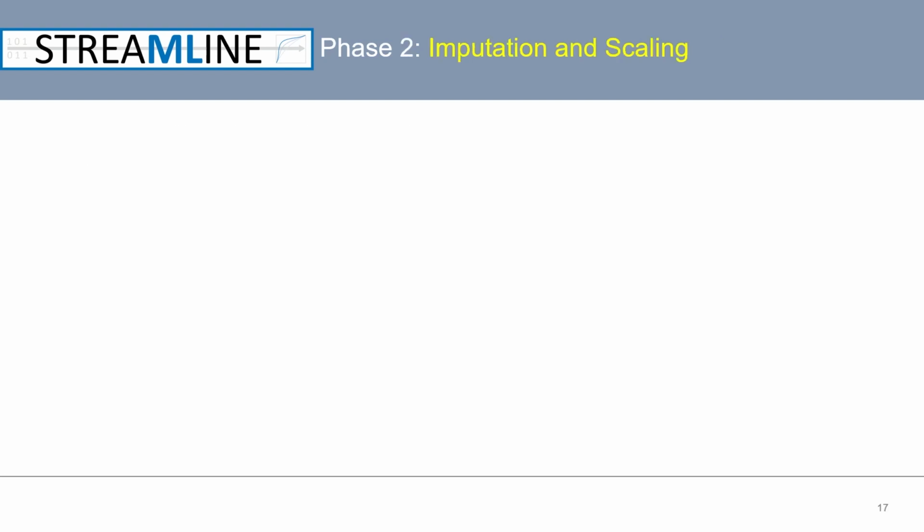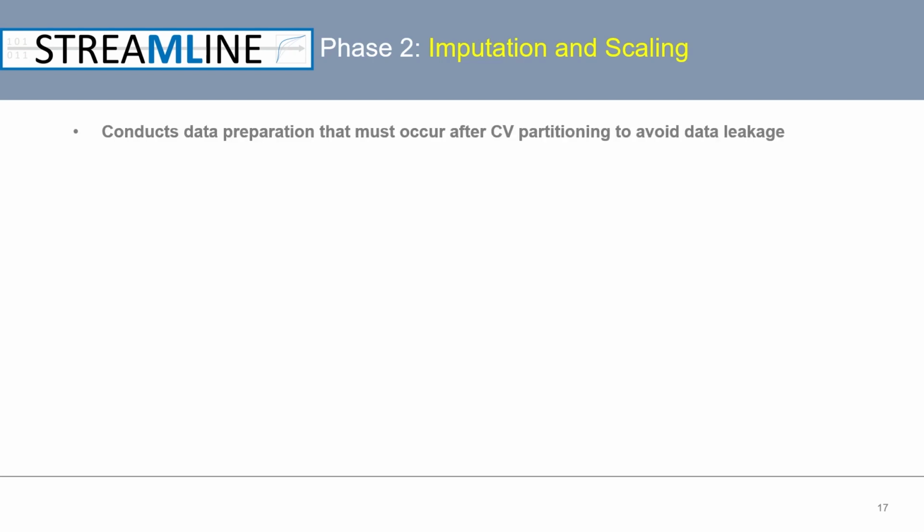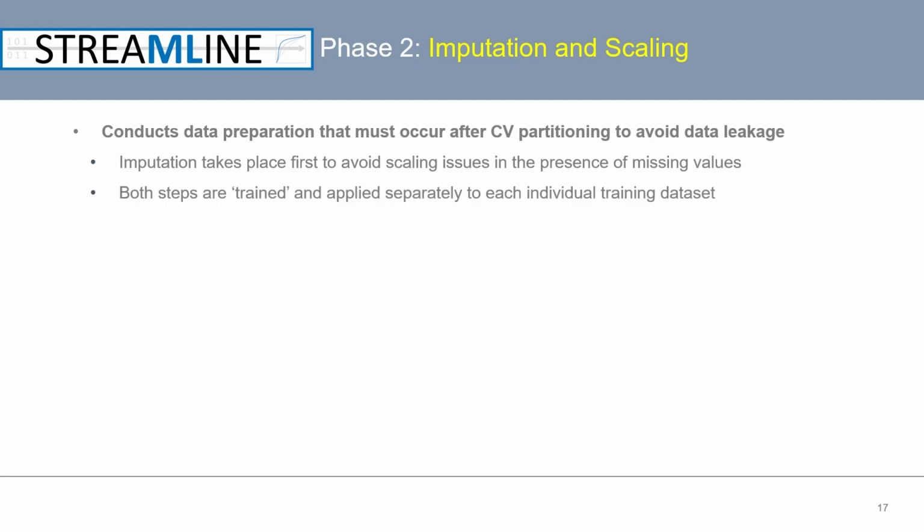externally as desired. Next, we move on to Phase 2, which conducts imputation and scaling. Importantly, this phase conducts the data preparation steps that must occur after cross-validation partitioning in order to avoid data leakage as a potential bias. Imputation takes place first to avoid scaling issues in the presence of missing values. Both steps are trained and applied separately to each individual training dataset, and testing datasets are not looked at when imputation or scaling is training in order to avoid data leakage.